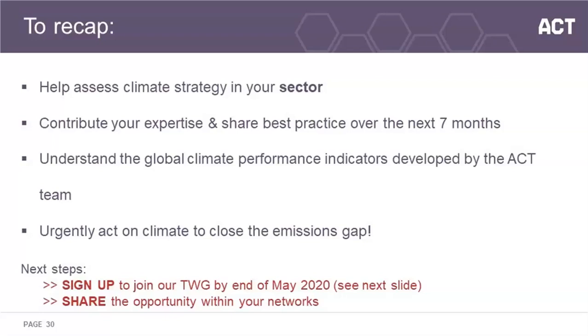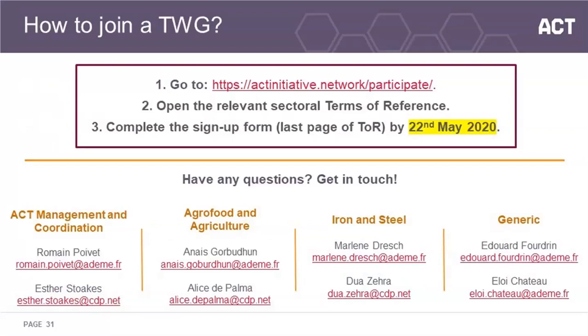So you can sign up to join our technical working group, and you can share the information about this opportunity within your network. To sign up, it's really easy. You have to go on the ACT Initiative website, on the participate sheet. You open the relevant sectoral terms of reference, you fill in the form, and you email it to the right person before the 22nd of May, and you will be part of a technical working group.